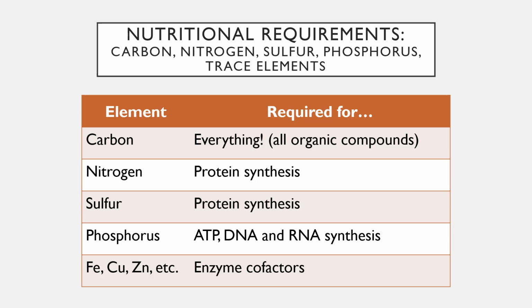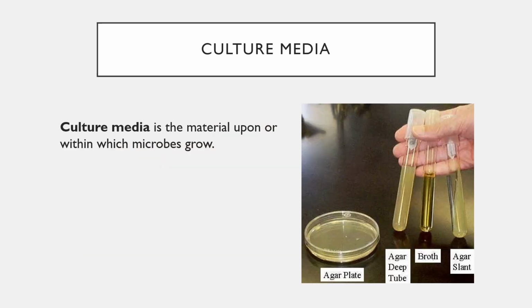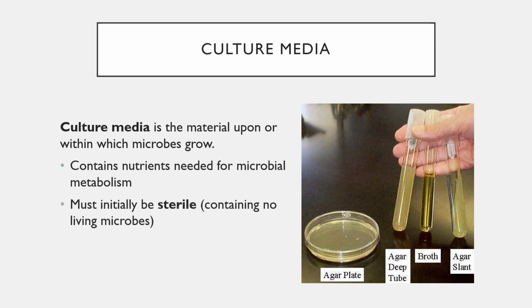And now we're going to move on to talking about how we can grow and raise microbes in a laboratory setting using material called culture media. Culture media is defined as the material within which microbes grow. It contains a defined amount of nutrients that are needed for microbial metabolism. And culture media must be sterile when you set off to use it, meaning that it must contain no living microbes. If it's already contaminated with existing microbes, then this will inhibit your ability to obtain a pure culture of the organism that you are working with.